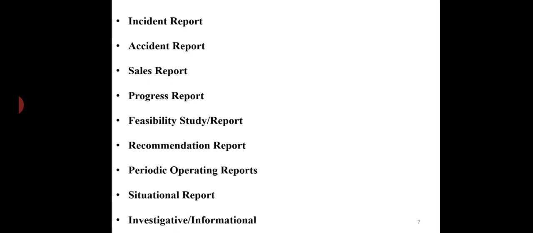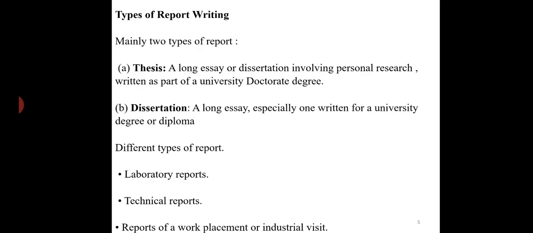And the last type of report is investigative or informational report. Already it is stated, informational report is related to the information about the problems that analyzes the facts and the concept of the research problem. So these are the different types of research report. So with this I will stop today.